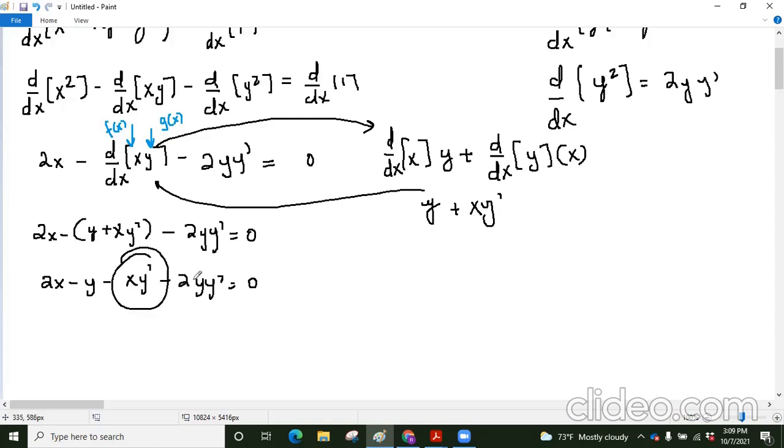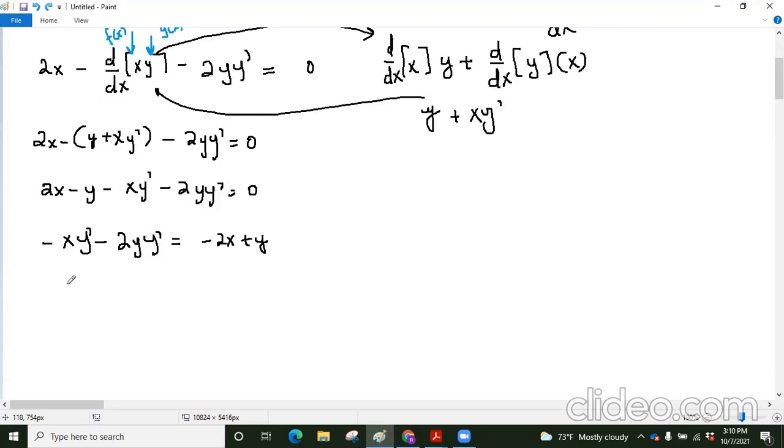Now we want the y primes to essentially stay on one side, and we want to get the other terms onto the other side. So we're going to say that this is minus xy prime minus 2y y prime equals minus 2x plus y, right? Because we're going to bring this, that's plus y, and then this is minus 2x. And then we're just going to factor out a y prime because we want everything to be in terms of y prime. So y prime times minus x minus 2y equals minus 2x plus y.